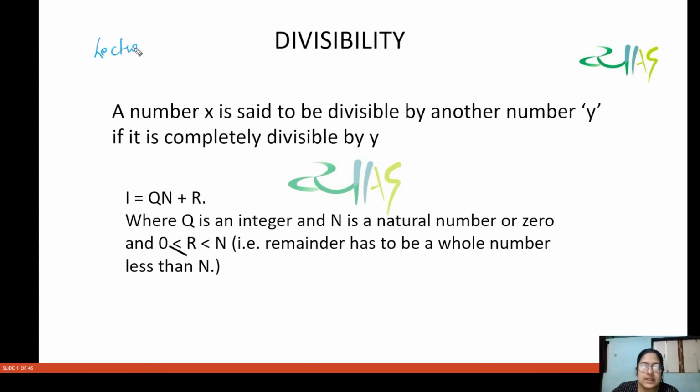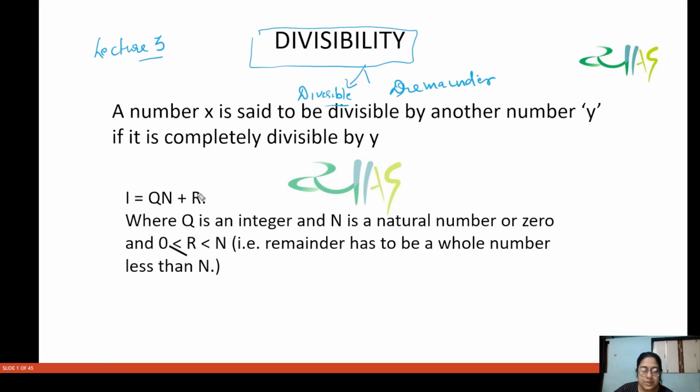Okay, so now we are in lecture number 3 of number system. Now we have come to the topic of divisibility. Okay, now what is divisibility? See, in divisibility there are two concepts. First, either a number will be completely divisible by the number by which it is divided, or a number will leave some remainder. Alright, so for example, we are taking a number x and we are going to divide it by a number y. Okay, so if the remainder comes to be 0, then it is completely divisible. But if there is a remainder, then it is not completely divisible.